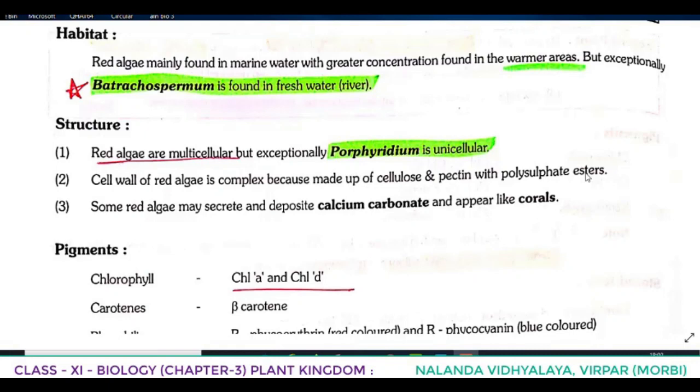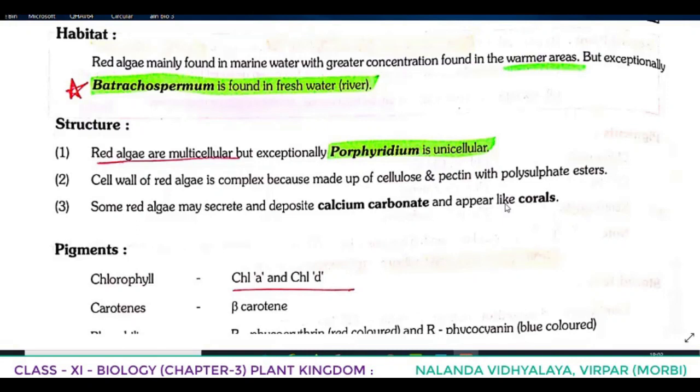Cell wall of red algae is complex because they are made up of cellulose and pectin with polysulfate esters. Some red algae may secrete and deposit calcium carbonate and appear like corals. Some red algae may secrete and deposit what? Calcium carbonate, and they appear like what? Corals. So, algae are also appearing like corals because some of the red algae secrete and deposit what? Calcium carbonate.